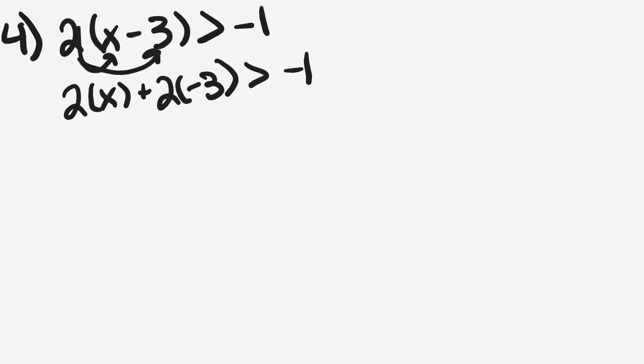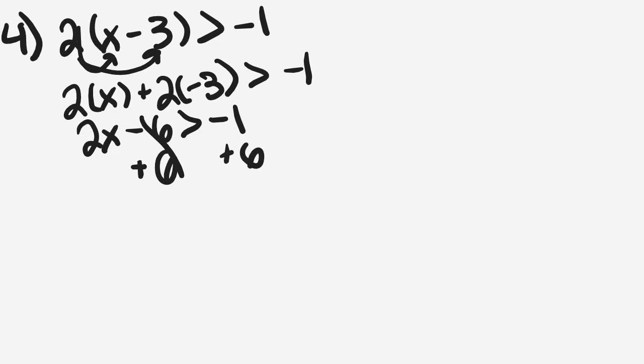Now let's simplify. So 2 times x is just 2x. And 2 times negative 3 is going to be negative 6. And then greater than negative 1. Now we're going to start by moving the easy Lego, which is that 6. So if it's minus 6, I move it by doing plus 6. Those are going to cancel out there. We have 2x greater than 5. Remember, negative 1 plus 6 is going to be 5.